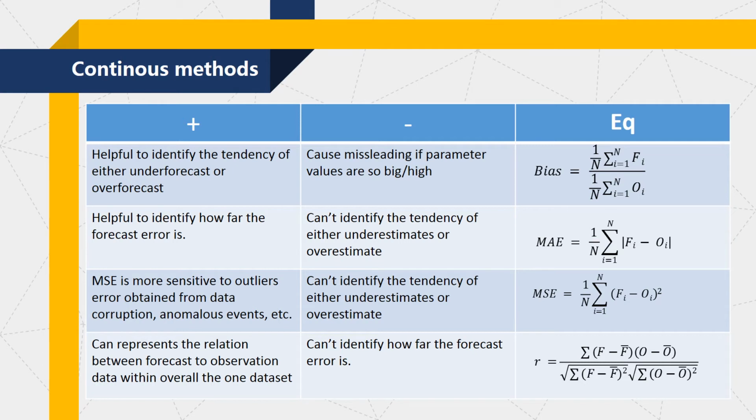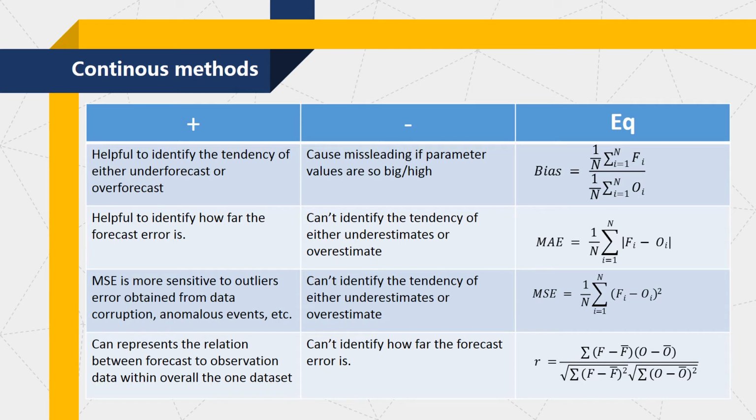Every verification parameter has an advantage and a disadvantage. Bias, on the advantage side, is helpful to identify the tendency of either under forecast or over forecast. And the disadvantage, if we use this verification parameter, is that it causes misleading when the parameter values are very big or high.